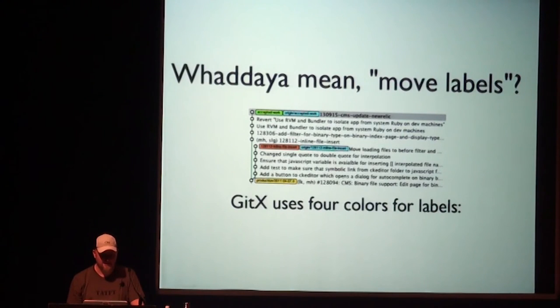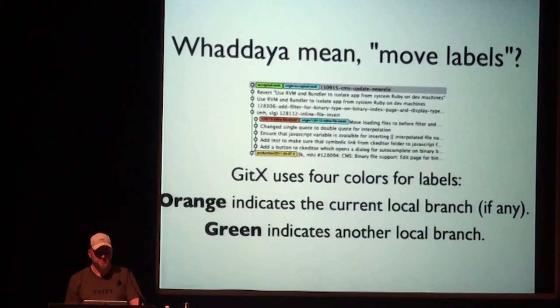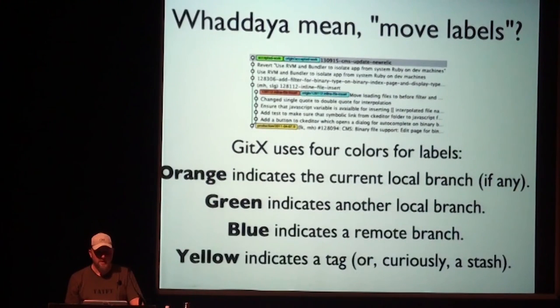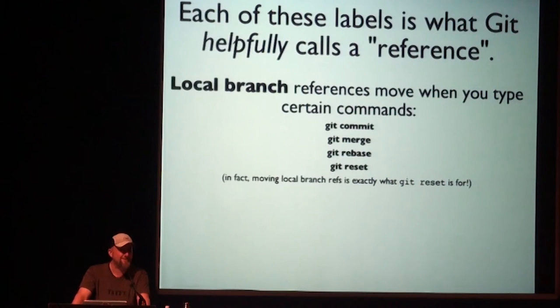GitX, it's great. I use it every day. It uses four colors for its labels, where label means either a branch or a tag. When you're looking at it, it shows the current branch in orange, local branches in green, remote branches in blue, and yellow to indicate a tag. And I'm going into this because it's kind of relevant to the way that I learned to get better using Git. Part of the reason that it is horrible to learn is that it uses this random terminology and assumes that you know what it means.